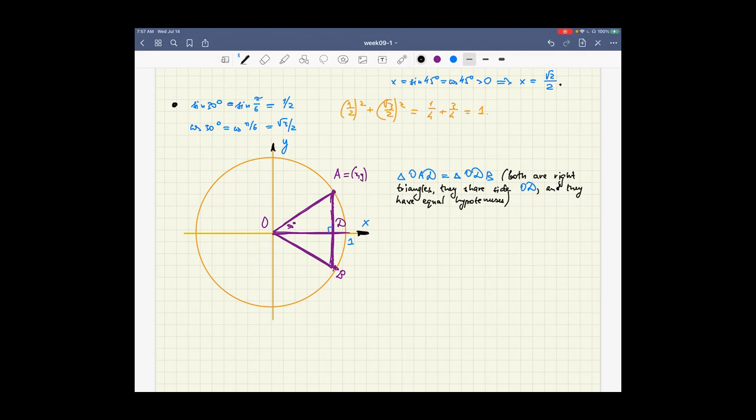Because of that, the angle AOD equals angle DOB, which is 30 degrees. And therefore, the angle AOB is 30 plus 30, 60 degrees.